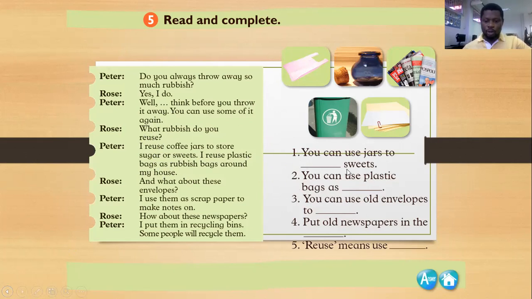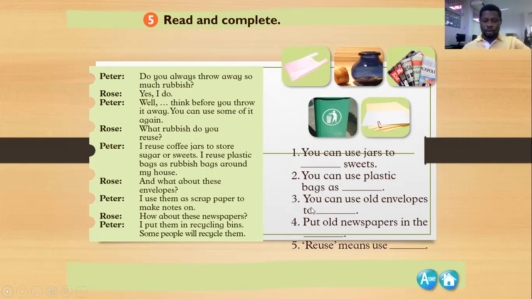Number 2, you can use plastic bags as, so let's look, these are plastic bags. You can reuse plastic bags as rubbish bags around the house. So you have rubbish bags. So this is the answer, rubbish bags.